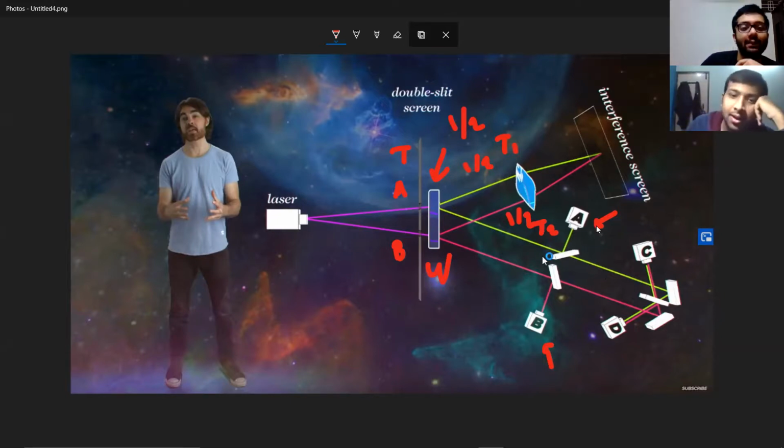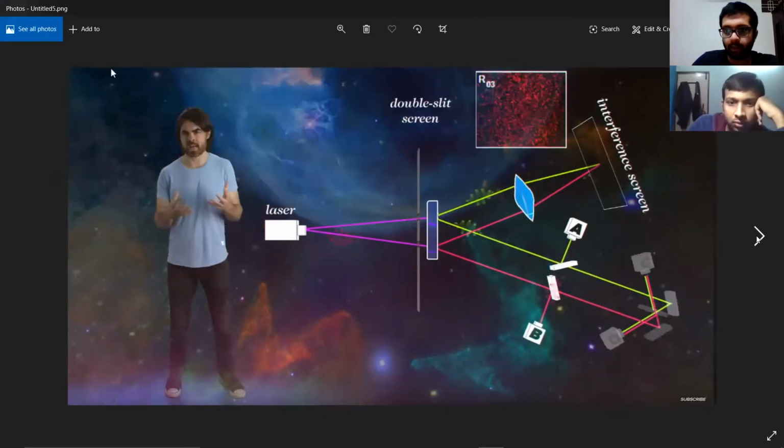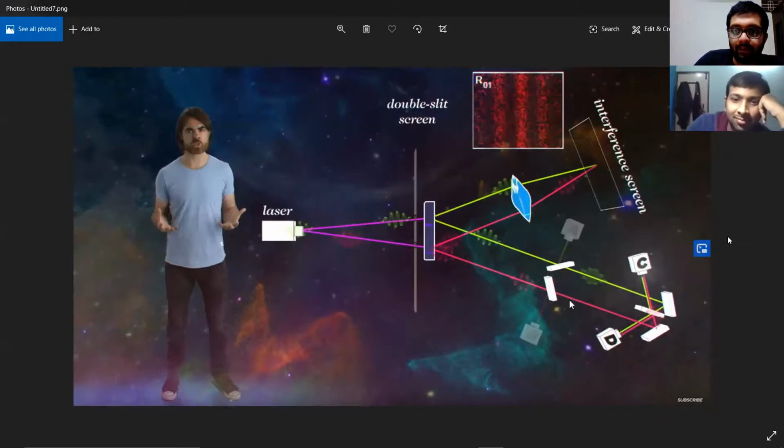Secondly, to combat this, what they did was, so this is the pattern they saw whenever these detectors were on. It is nothing. The moment this was turned off, this is the pattern they saw.